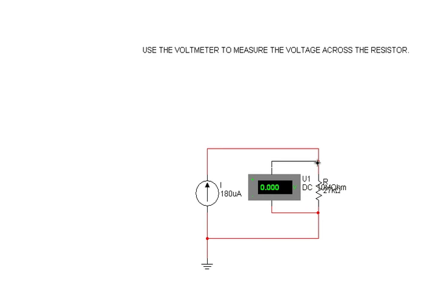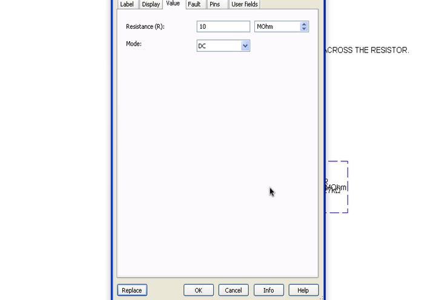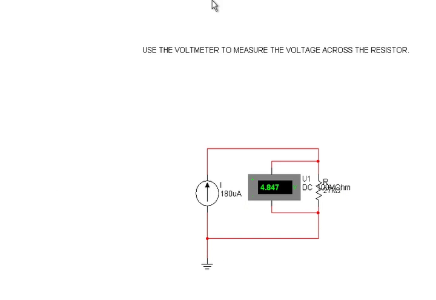I hope it gives us the same answer. Play. Okay, it gave us the correct answer, 4.847. If you see in the book, it gave us 4.86. There's a small difference because here we're dealing with a real voltmeter that has some resistance, and that will affect it. If you change the resistance here to 100 mega ohm, it's going to give us a closer answer maybe.